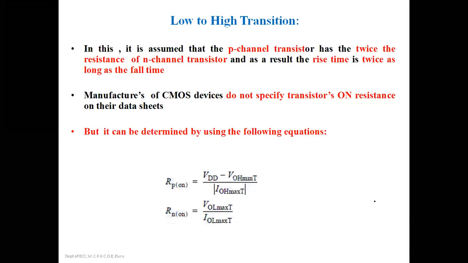And another very important point: the manufacturers of CMOS devices do not specify the transistor's on resistance. They do not specify the on resistance. All the time they will give only the currents and voltages in the data sheet. They will specify only the voltage and current ratings. But how can we determine the on resistance of the transistor? You can determine the on resistance of the transistor using these equations.